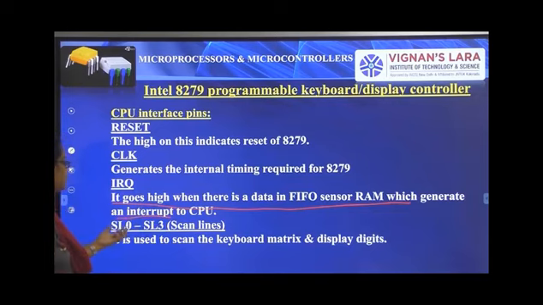So SL0 to SL3 are the scan lines. Scan lines SL0 to SL3 are used to scan the keyboard matrix and display digits.